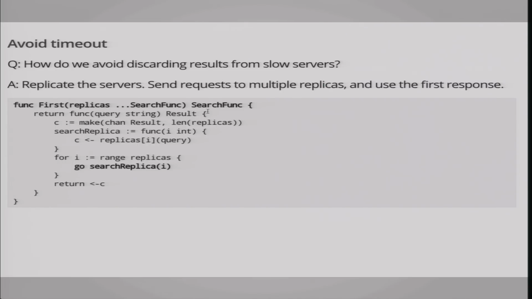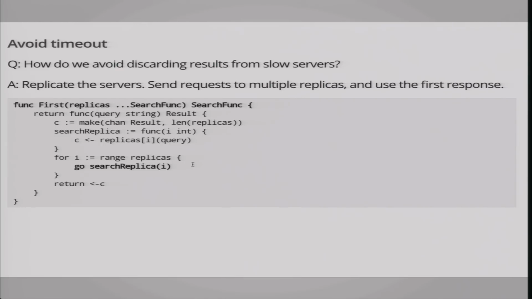The function it returns is going to create a channel of results. It's going to create a little closure here to run the ith replica and send its result on that channel. And it's going to start a goroutine for each replica. And then it's going to return the first thing it gets from that channel. Done. But there is a subtlety here.